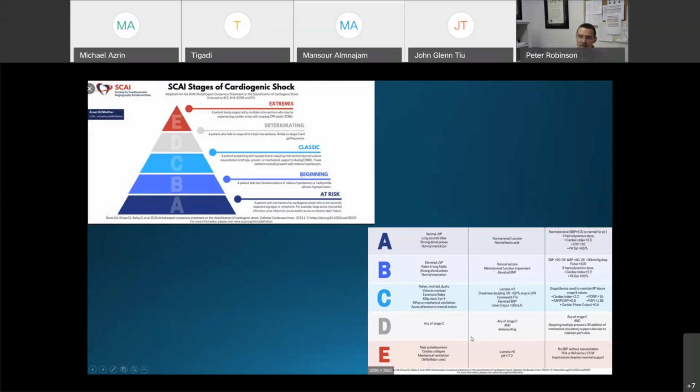Stage D is they look like this, they have findings of this, and now they're on pressors, multiple pressors, or you've added mechanical circulatory support. And then E is a tough one to pull out of. So stages of shock, trying to treat folks earlier along this progression, the rate of progression.